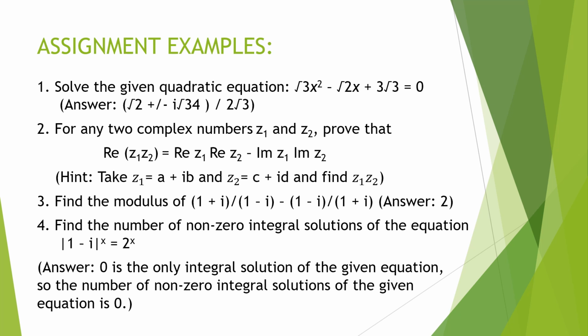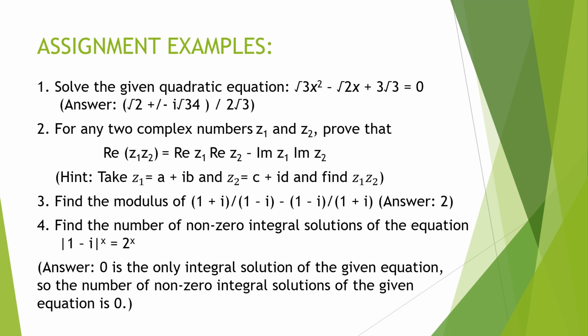For any two complex numbers z1 and z2, you have to prove that the real part of z1 into z2 is equal to real part of z1 into real part of z2 minus imaginary part of z1 into imaginary part of z2. And the hint is you take two complex numbers and then find their multiplication. Find the modulus of (1 plus i) upon (1 minus i) minus (1 minus i) upon (1 plus i), and the answer is 2. Use the formula for modulus.